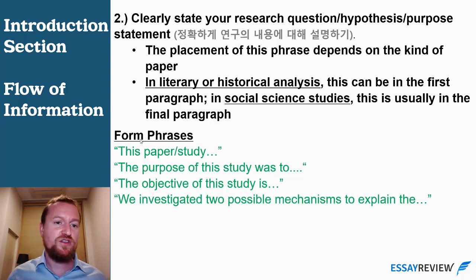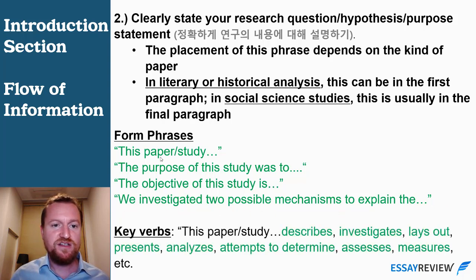But either way, there's a few form phrases. You can be very explicit, you can be very obvious when it comes to discussing your hypothesis, right? This paper or study does this. The purpose of this study was to do X. The objective of the study is... we investigated two possible mechanisms to explain X. So there's some differences in what these phrases are telling us, like whether they're a purpose or whether you're simply discussing what the paper did. But the form phrases have in common that they're very obvious. They tell the reader exactly, and they use the word paper or study.